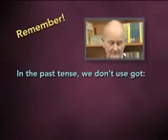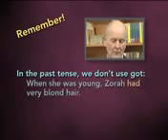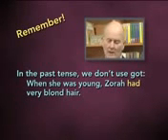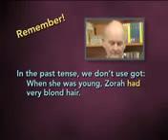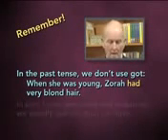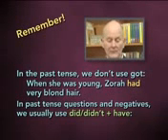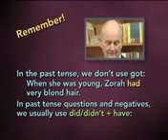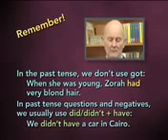All right, two things to remember. In the past, we don't use got. I don't know why. When she was young, Zora had very blonde hair. Have, that's it. And in past questions and negatives, we usually use did, didn't, and have. Right? Past again. We didn't have a car in Cairo.